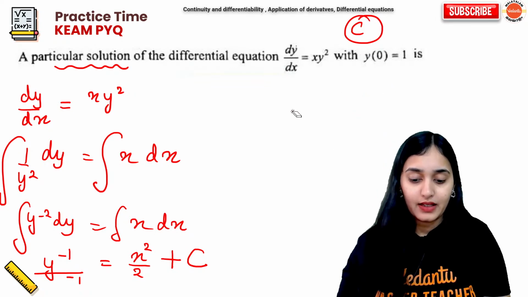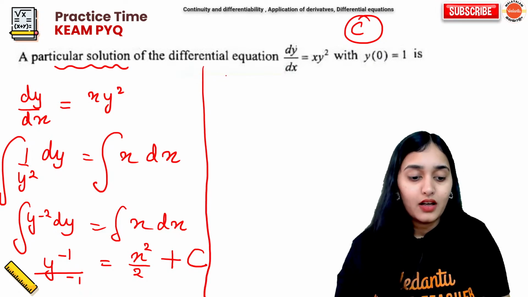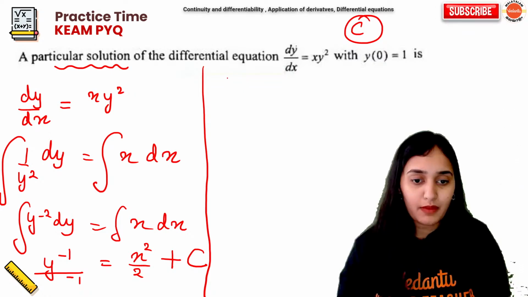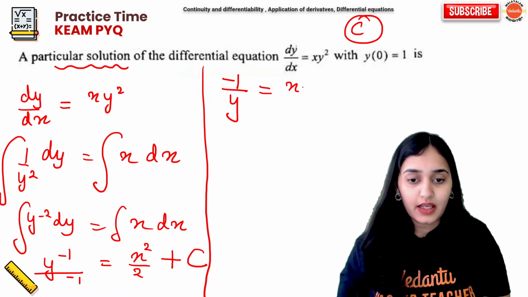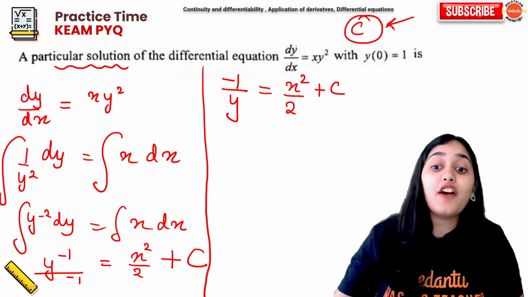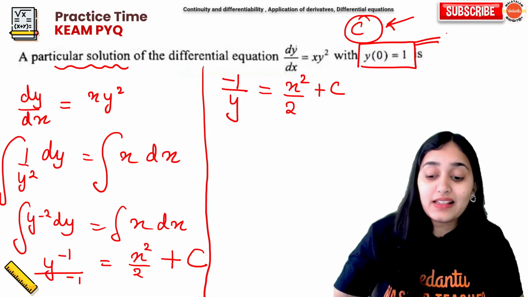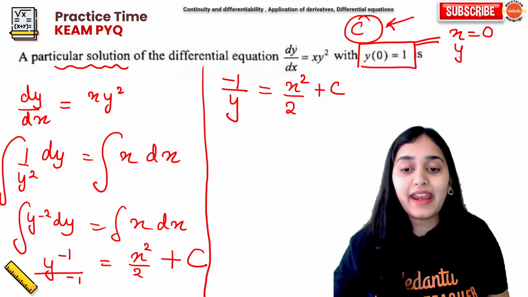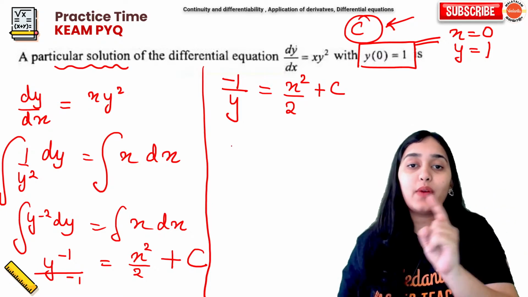Okay. So what is the differential equation we are getting? Minus 1 upon y is equal to x square by 2 plus c. Now how will you get the value of c? They are saying y0 is 1. What is the meaning of this statement? When x is 0, y is equal to 1.